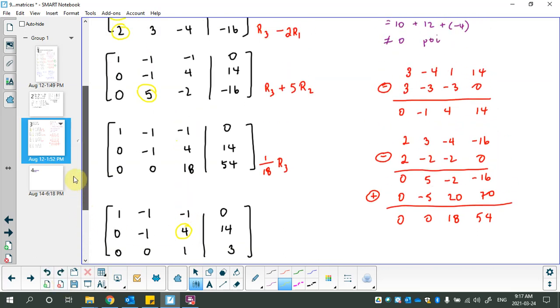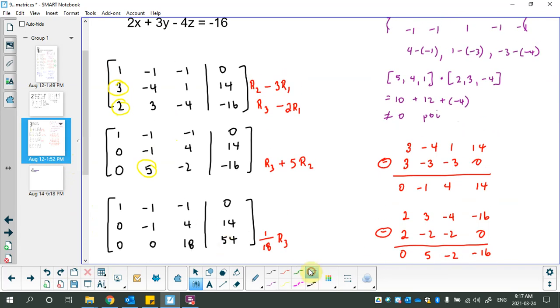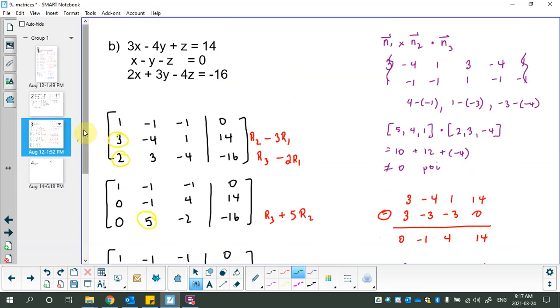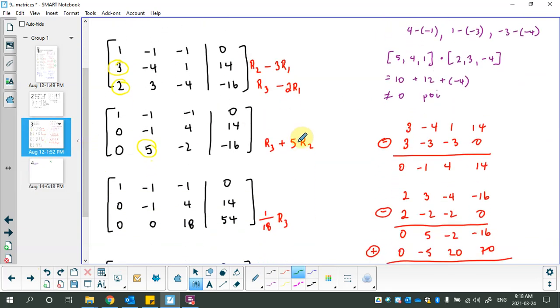So what we did, major operations: we did a bunch of work, not the color I wanted, we did a bunch of work with row 1. Let me scribble here. Then we did a little bit of work with row 2.